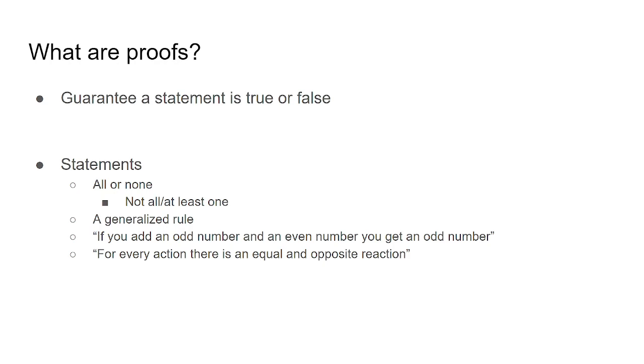And another example statement would be for every action, there's an equal and opposite reaction. So again, we're saying for every single possible action, something else is true. And it's worth noting that there's the opposite side of the statement as well, where you can have not all or at least one. So I could say for at least one combination of an odd number and an even number, you add them together and get an even number. But in the context of this video, I'm only going to be considering statements from the all or nothing side, but the opposite side is also a statement as well, the not all or at least one.